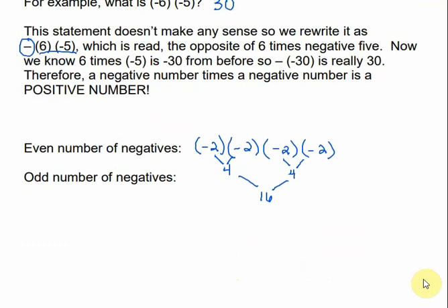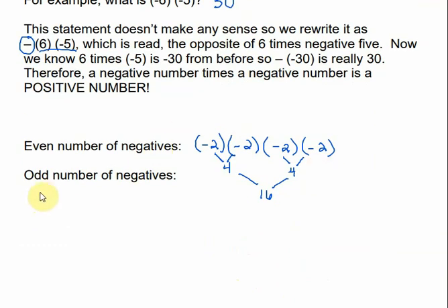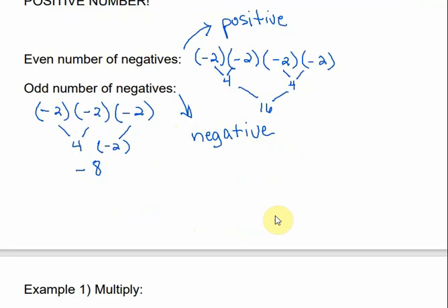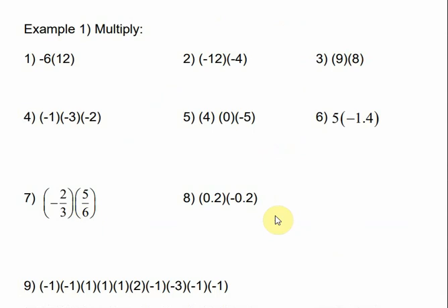Okay, so what about an odd number of negatives? Let's say if I had -2 one time, well, of course, that's a negative number. If I have -2 3 times, -2 times -2 would be a positive 4 times -2, and that would give me a -8. So an even number of negatives gives us a positive answer. An odd number of negatives gives us a negative answer. Okay, so let's apply that rule.